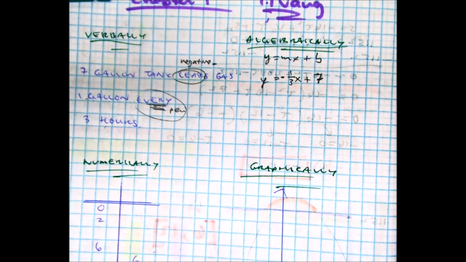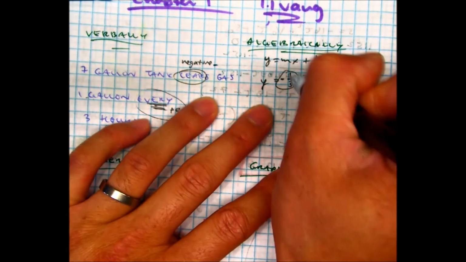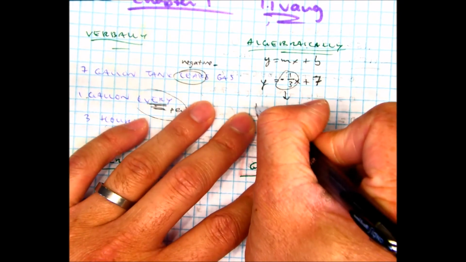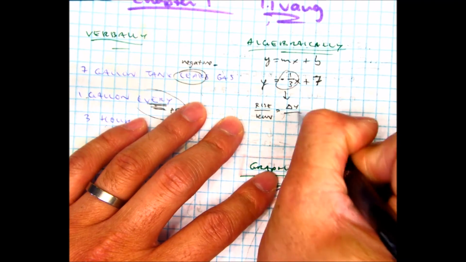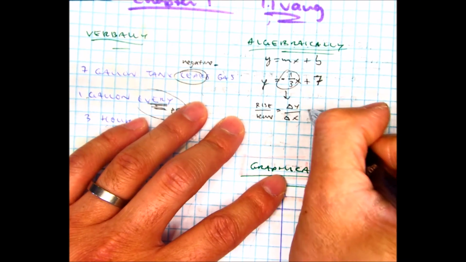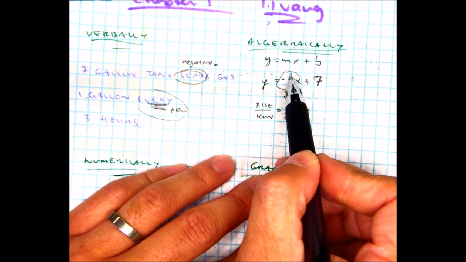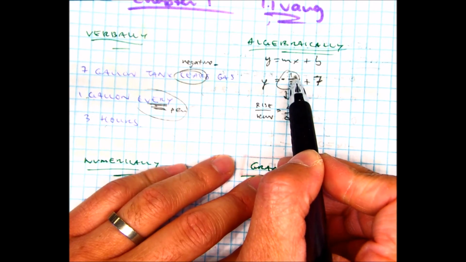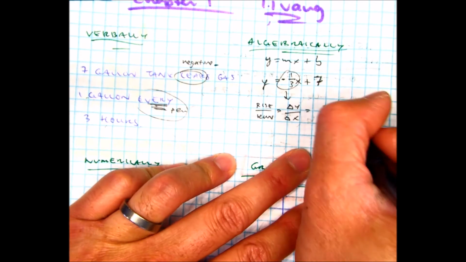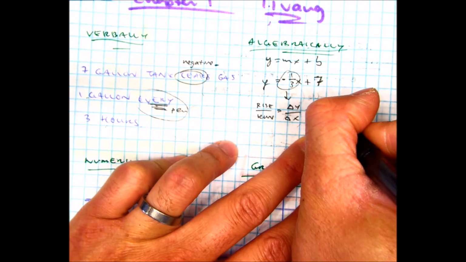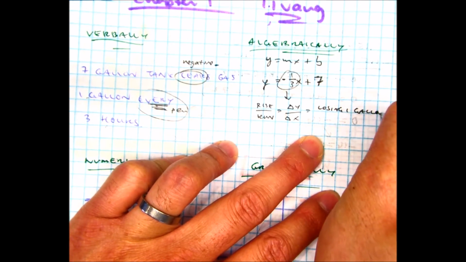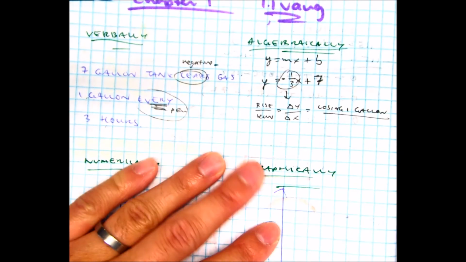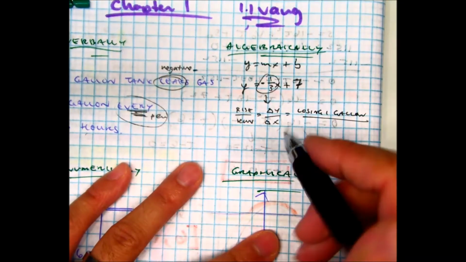Think about what's happening here. The negative 1/3 is your rise over run, right? It's your slope. It's your change in y over your change in x. Class, what does the 1 represent? Losing 1 gallon, right? And what does the 3 represent? 3 hours.